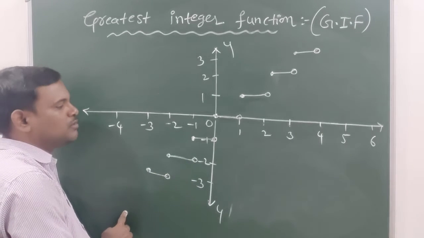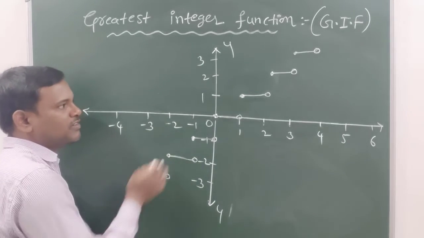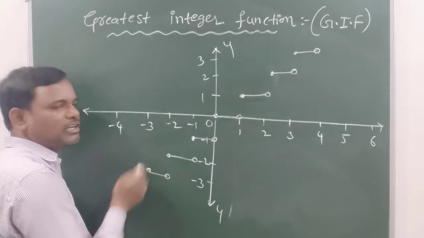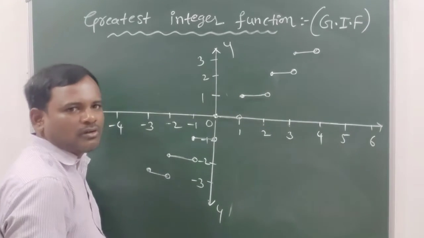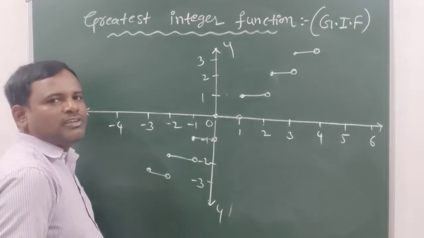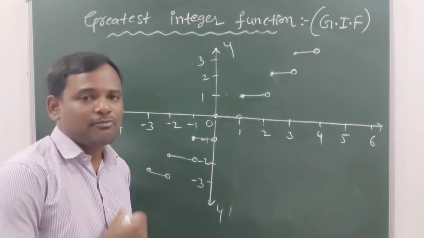Okay, so we will get the graph of greatest integer function like this. How it is looking like steps. So that is why we say the graph of this greatest integer function is a step function.